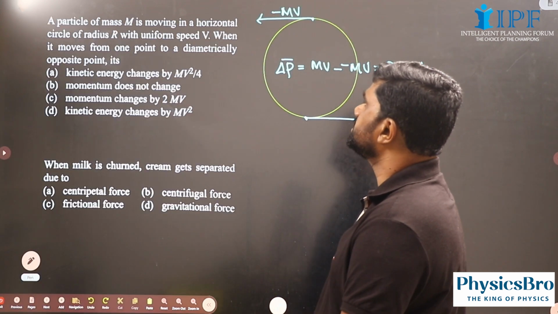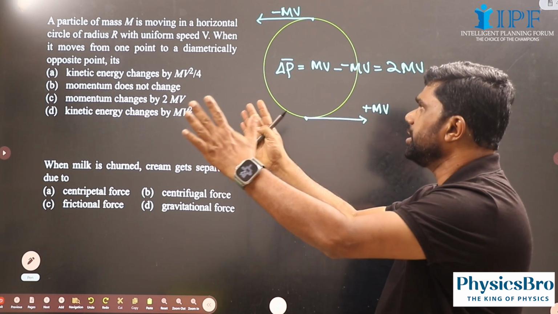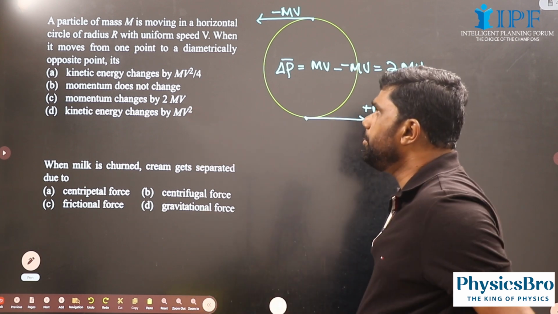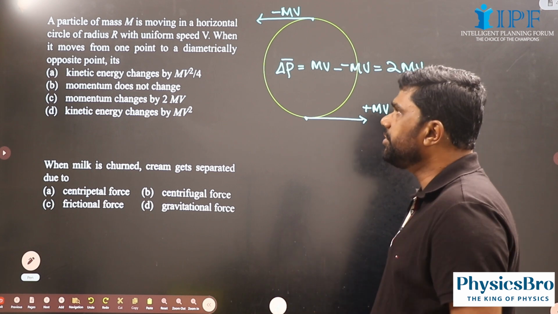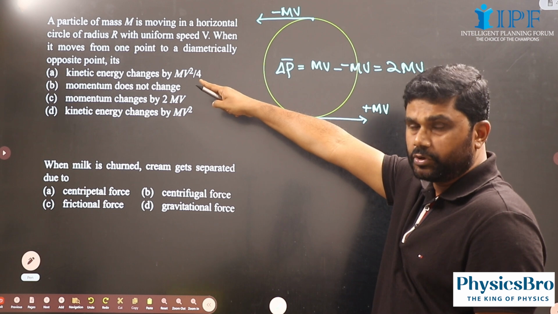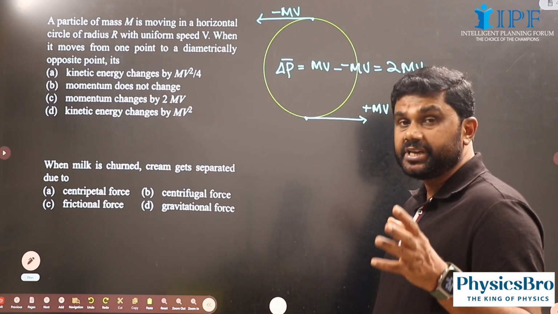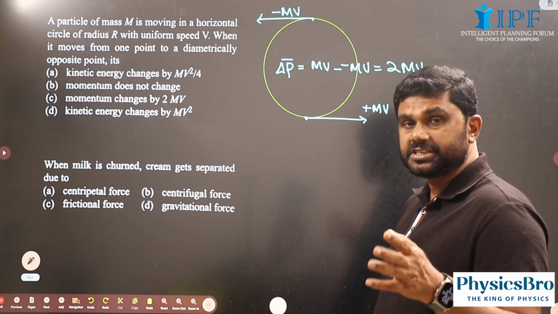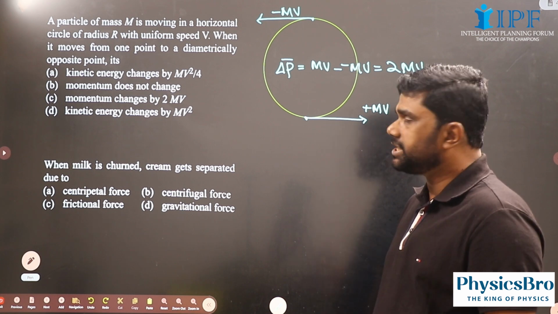A particle of mass m is moving in a horizontal circle of radius r with a uniform speed v. When it moves from one point to a diametrically opposite point, okay, it is moving with the same speed v, so its kinetic energy changes by mv square by 4. That is a wrong statement. Momentum does not change. Momentum being a vector, its direction is continuously changing. So momentum does not change means it is a wrong statement.